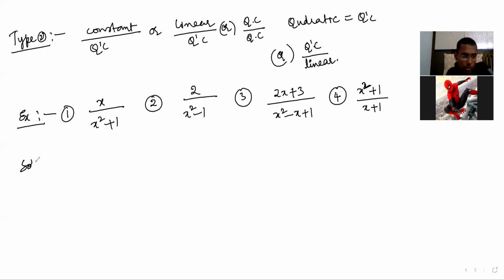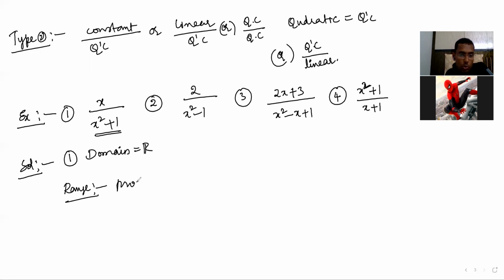What are we finding? Domain and range. Domain anyway we know. For the first question, the domain is all real numbers, because the denominator cannot be 0 for any x value, since x square plus 1 is always positive. So there is no problem. Now we will find the range. Here we have a shortcut also, but I'm going to tell you the standard process. What is the standard process? The range procedure.